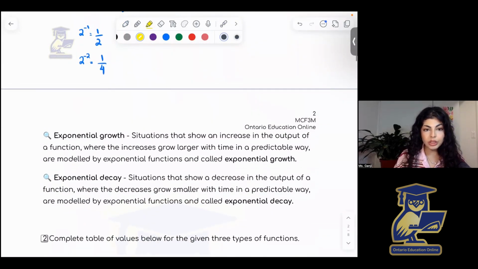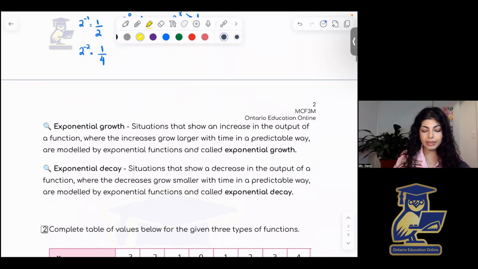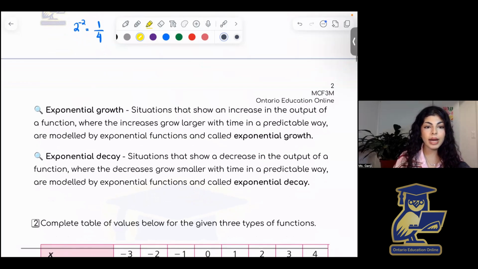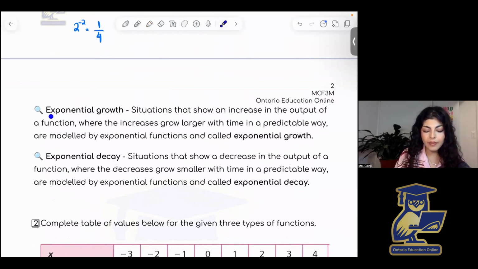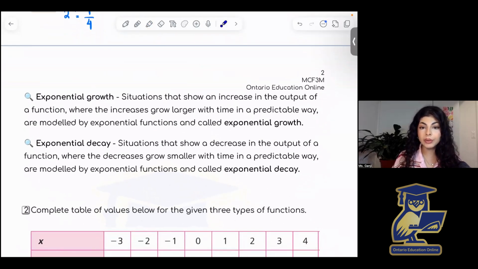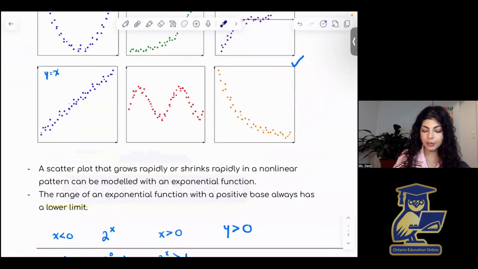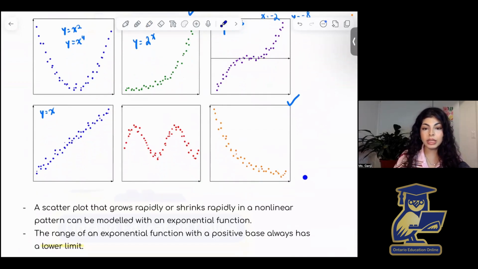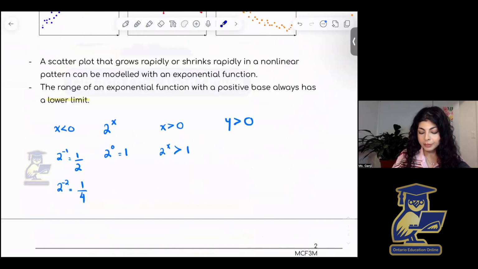And we just saw the two cases. So when the output is increasing or decreasing, and these are the two names for it. So we can have an exponential growth or an exponential decay. So exponential growth are when situations are increasing. So we have the function that's increasing, such as this green one here, and this one will be our exponential decay because it is rapidly shrinking or decreasing.